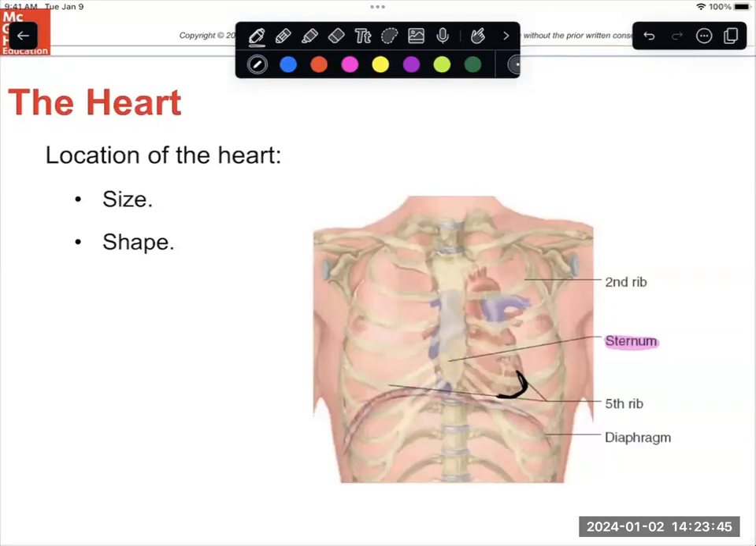Your heart lies in what is known as the mediastinum. This is the region of the thoracic cavity between the lungs where the heart is going to lie. Your heart has three main functions. It's going to pump blood, it's going to route the blood, and it's going to regulate your blood supply.